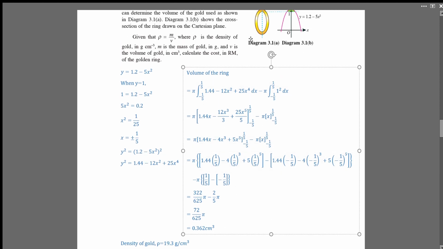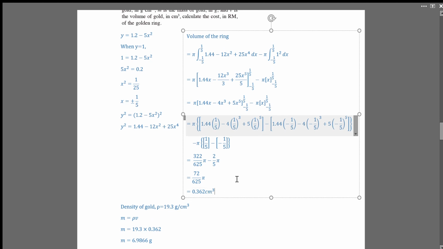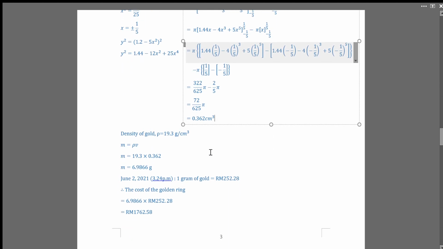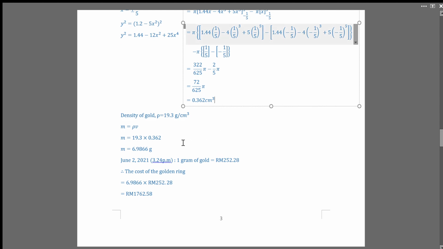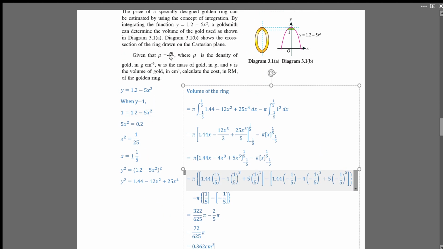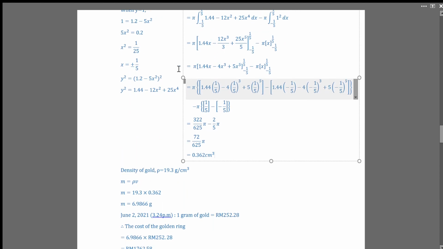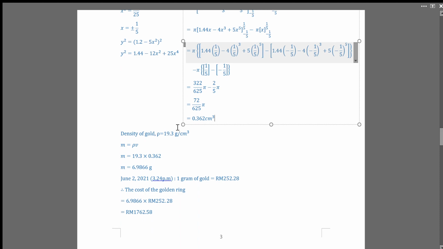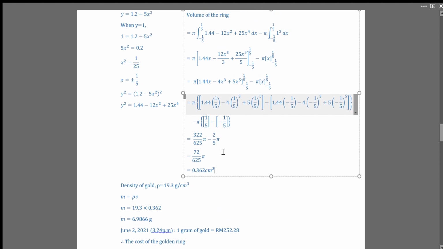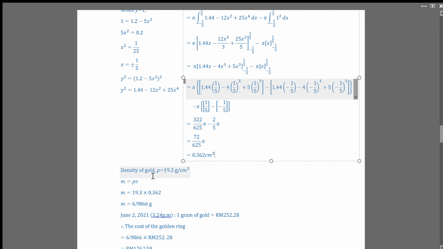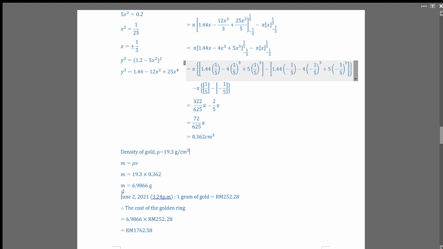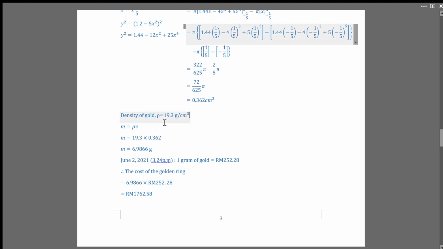The volume of the ring equals 0.362 cm cube. So after I get this, in the question it mentioned the density formula. We already get the volume of the ring, and then the density of gold, I find this through the web. It is 19.3 gram per cm cube. So I substitute the value of volume and the density into the equation. I can get the mass of gold needed.